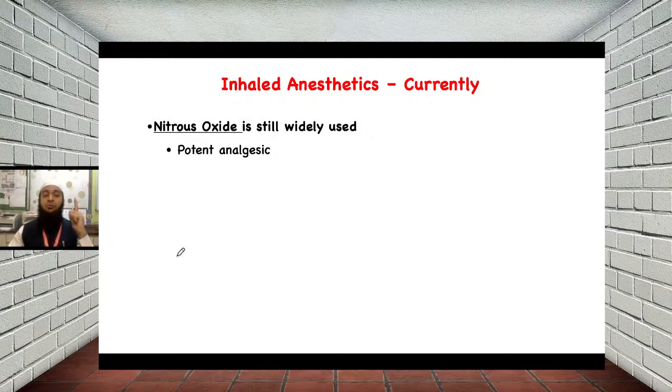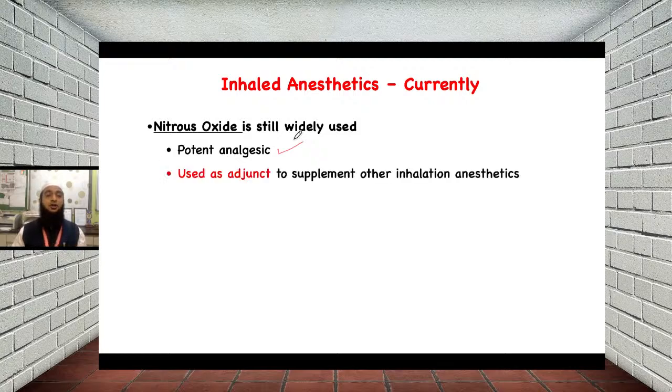It has many advantages, like a very potent analgesic effect. Since it has a potent analgesic effect, there is no need to add another intravenous drug to induce analgesia. Additional drugs are not required with nitrous oxide because of its potent analgesic action, and it is used as an adjunct to supplement other inhalation anesthetics.